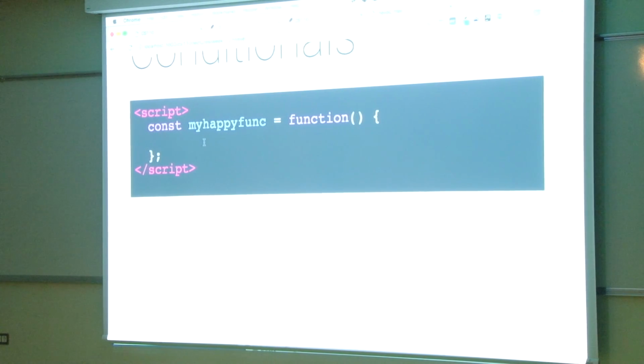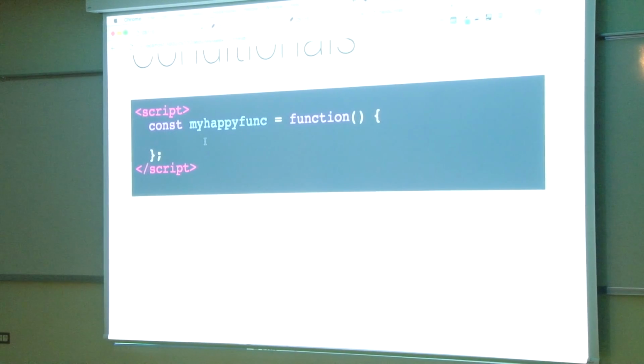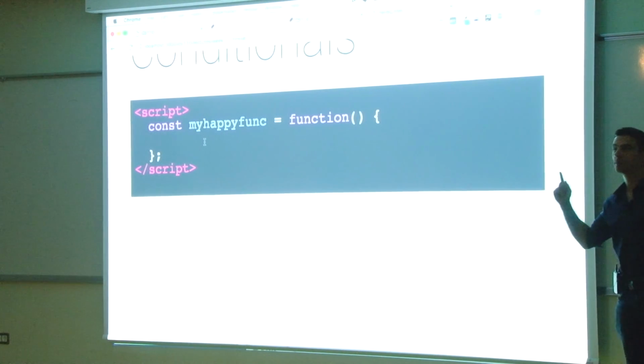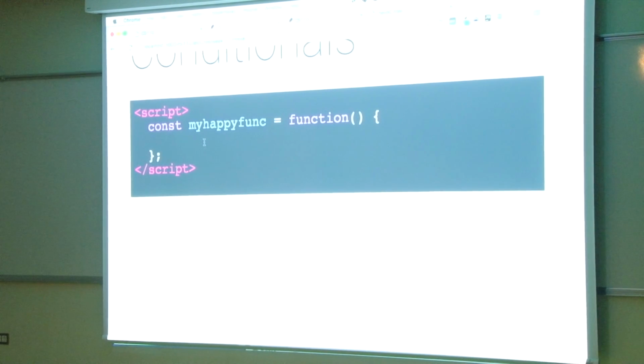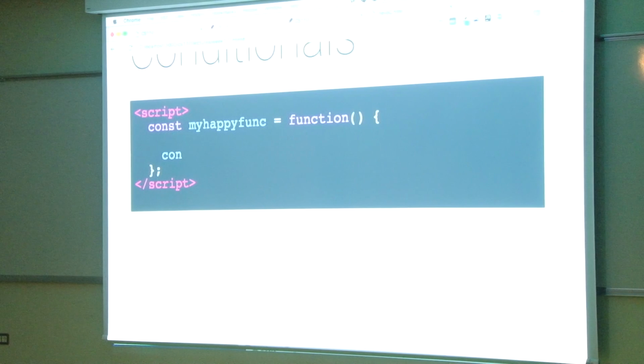I want this function to print to my console, AUA rocks. What do I do? Console.log AUA rocks, with quotes. Very good.